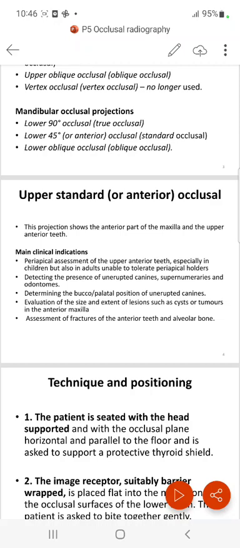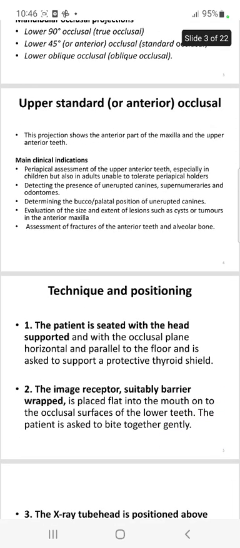The indications are a periapical assessment of the upper anterior teeth. It is used mostly in children who are not able to tolerate the periapical holders, detecting the presence of unerupted canines, supernumeraries and odontomes, and determining the bucco or palatal positioning of the unerupted canines and evaluation of their size. These are all indications or uses of the upper occlusal technique, which is taken from 90 degrees upwards.